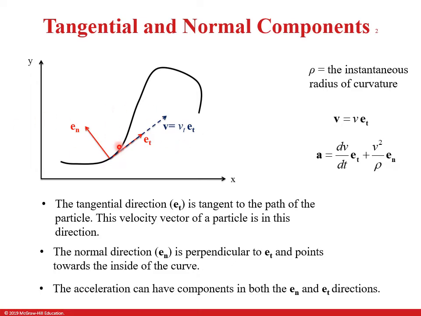Okay, so here we have the tangent and normal directions, and v, our velocity, is going to be equal to the speed times the unit vector in the tangent direction. So that's a key concept to understand. Our velocity only has a component in the tangential direction. So our velocity equals the speed times the unit vector in the tangent direction, whereas the acceleration will be the derivative of the speed times e sub t.